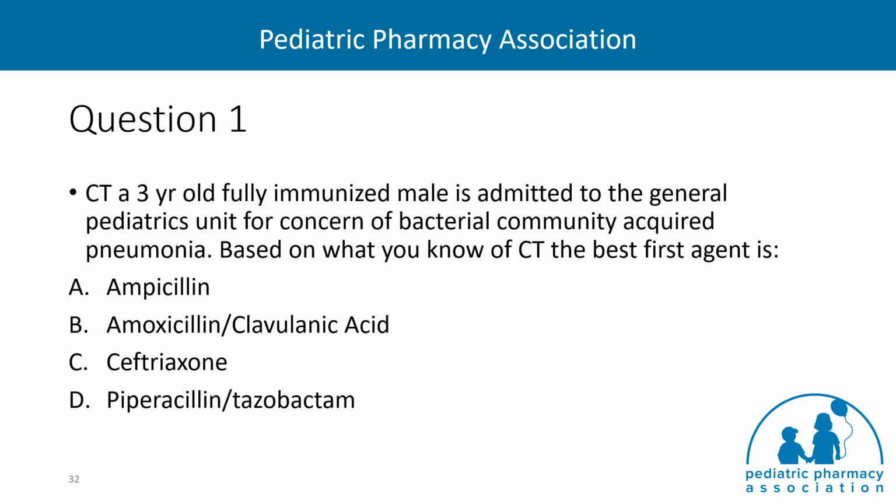Our first question is, CT, a 3-year-old fully immunized male, is admitted to the General Pediatrics Unit for concern of bacterial community-acquired pneumonia. Based on what you know of CT, the best first agent is A, ampicillin, B, amoxicillin clavulanic acid, C, ceftriaxone, or D, piperacillin tazobactam?